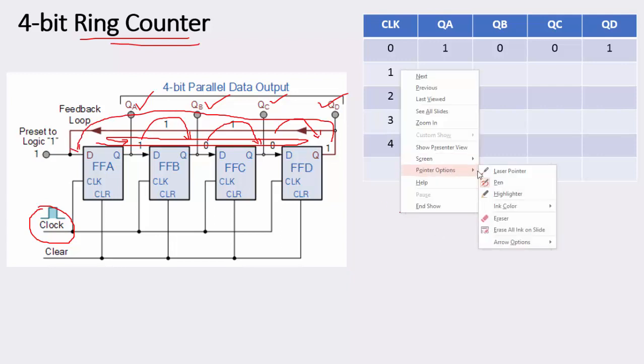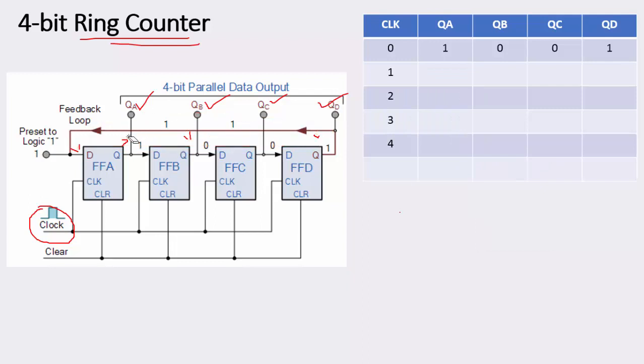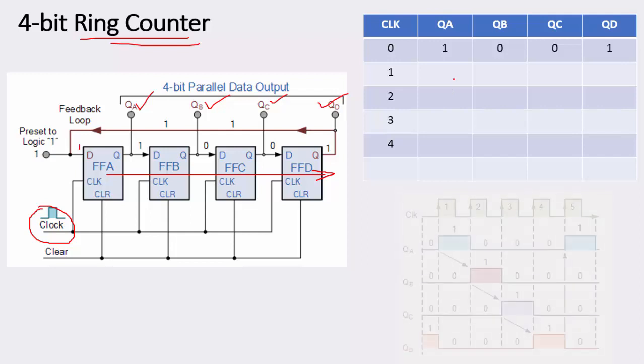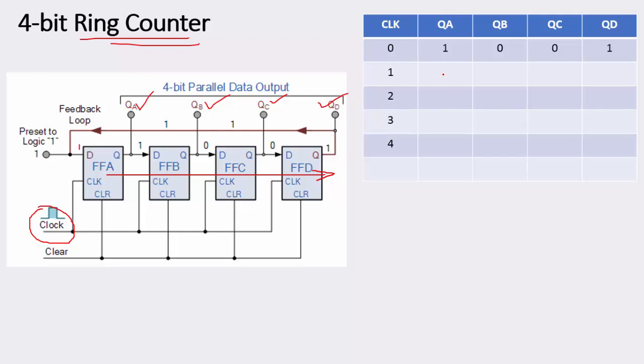Are you getting it? So when the first clock pulse comes, this bit will move forward in this direction, and the last bit will come over here. This will come over at this position QA. This will come over here, this too will come over here. When the third clock pulse comes, this will come over here. Okay, there is a 0.